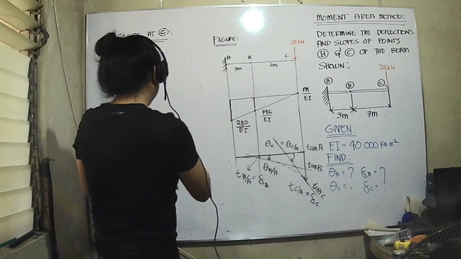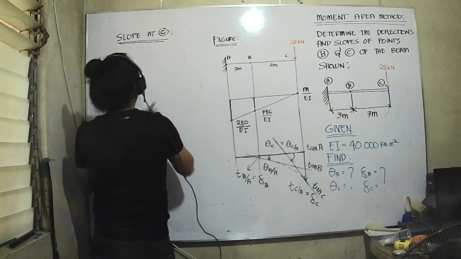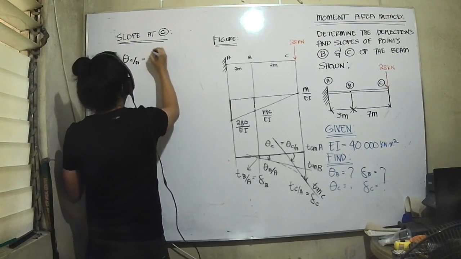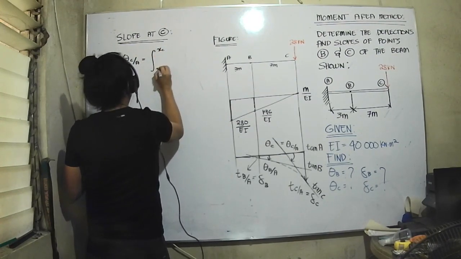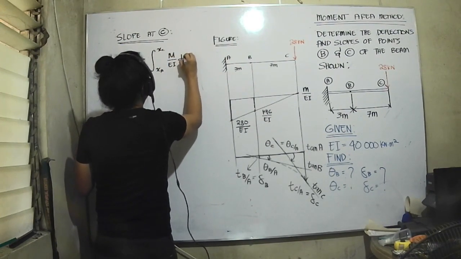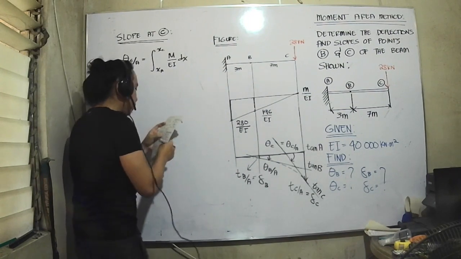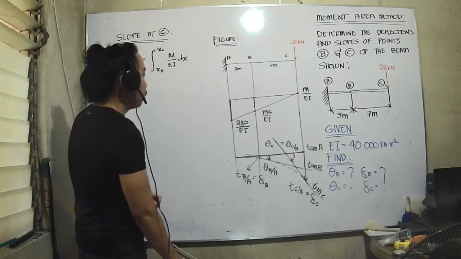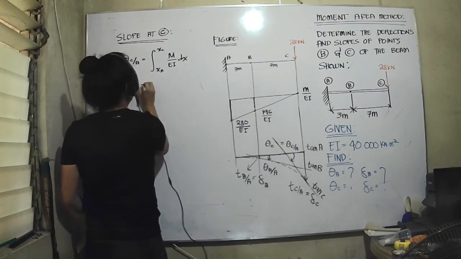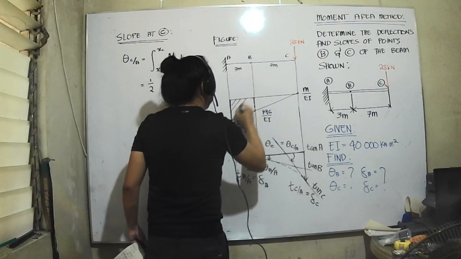Now, for the slope at C, it is the same process. Slope at C, or C to A, is the integral from XC to XA of M over EI dx. Okay? So what I will do is compute the area from A to C. Computing that area is easy. It's just the area of this triangle. That area pertains to this, okay?